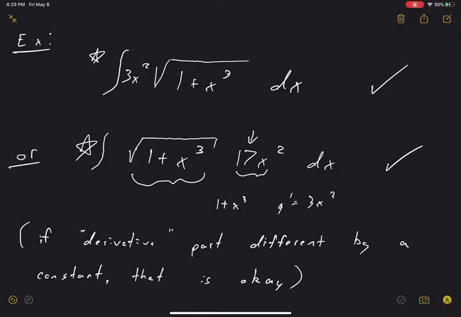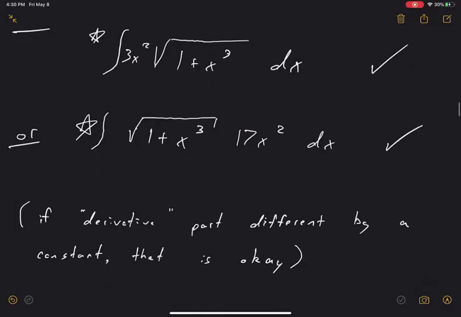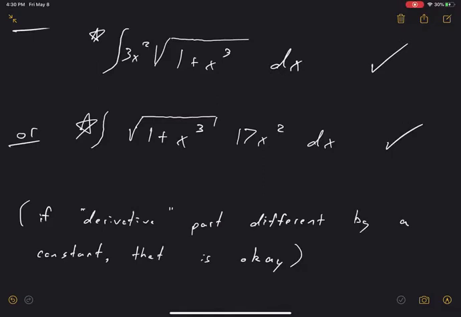Okay, so those are the points I want to illustrate. That order doesn't really matter, and the g prime can be different by a constant. So in those situations, we can still use the u substitution. And that's what I've stated here: if the derivative part is different by a constant, that is okay.